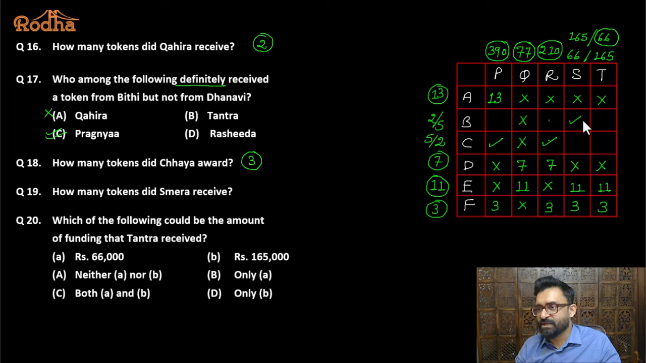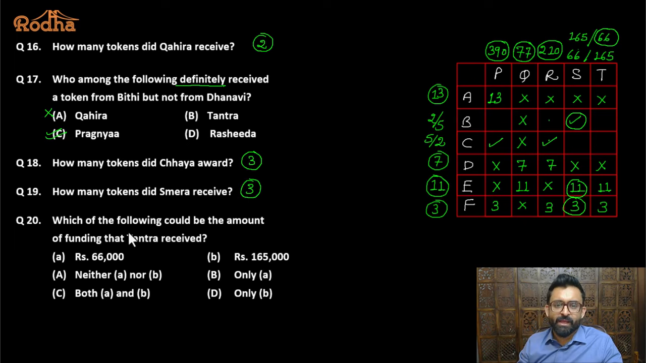Fine. How many tokens did Samira get? 1, 2, and 3. One of these two. Because Samira is getting either 66 or 165. In any case, she's going to get how many tokens? 3 tokens. Or we can say this is the token which Bithi is going to distribute. It is mentioned already in the question. So this is the token she's getting from Bithi. I don't know whether it is 2 or 5. This is the token she's getting from Esther. This is the token she's getting from Fatima. So she's getting 3 tokens.